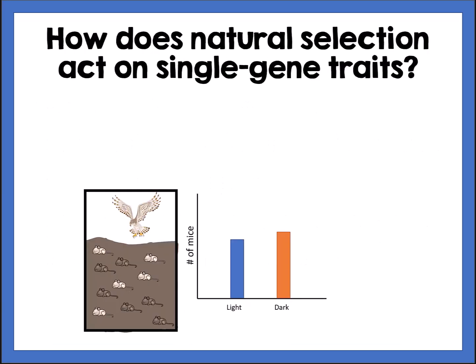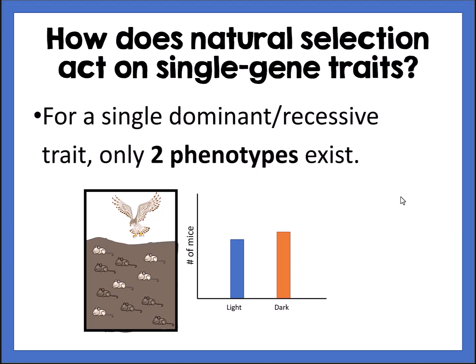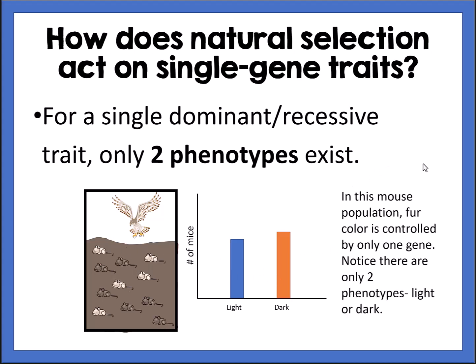Okay, now we'll discuss how natural selection changes genes in a population. So specifically here, we're going to talk about single gene traits. For a single dominant or recessive trait, only two phenotypes exist. This should make sense based on our genetics unit. The phenotypes are either showing a dominant trait or a recessive trait. There's only two options. So in this mouse population, fur color is controlled by only one gene. And notice that there are only two phenotypes, light or dark.